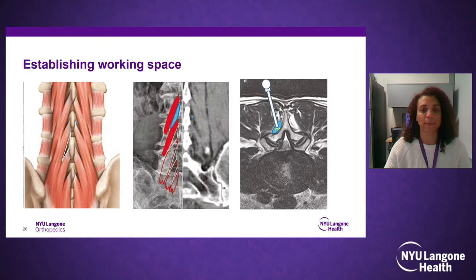Then once you place your portals, of course, you're going to develop your working space, which is shown as just over the lamina. You might be a little bit distal to that, more the isthmus or just the start of the facet joint. The lamina is always a great lighthouse. So if you feel that, you always know where you are, and that can be really helpful. But it's just important to make sure that you are lateral enough that you can come down and around the facet joint so you can fully release that.